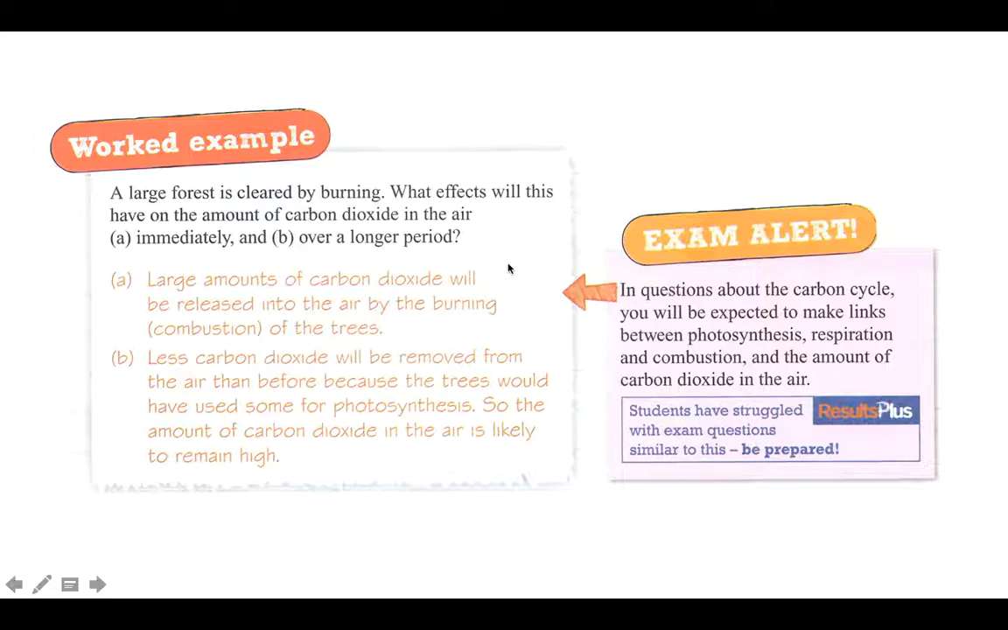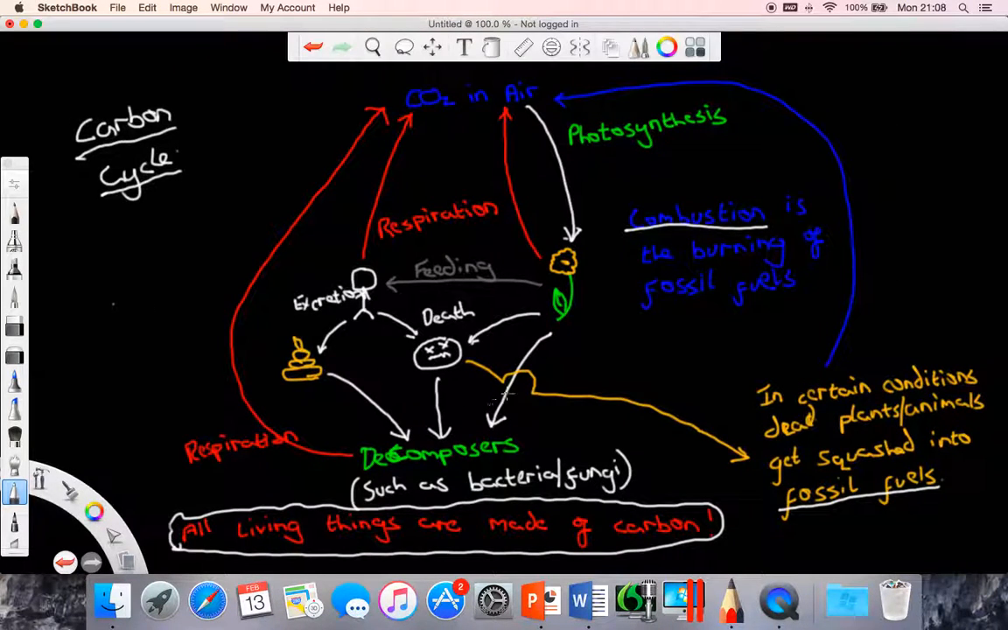So if we look back at our picture here, the plants are taking in carbon dioxide from the air. Therefore, if the trees aren't there, they will no longer be able to do this. And by burning the plants, we're doing something called combustion, which releases carbon dioxide into the air.